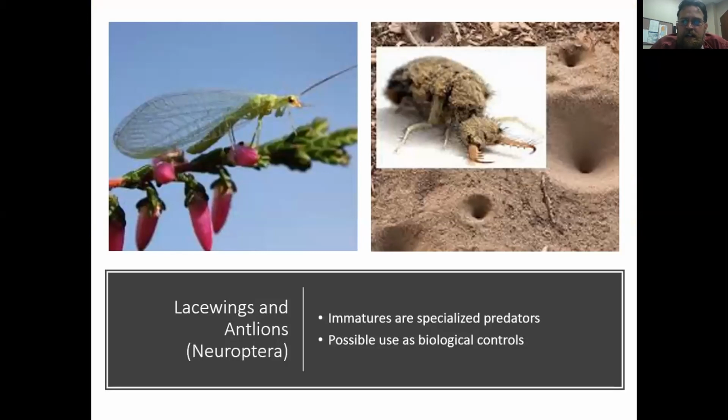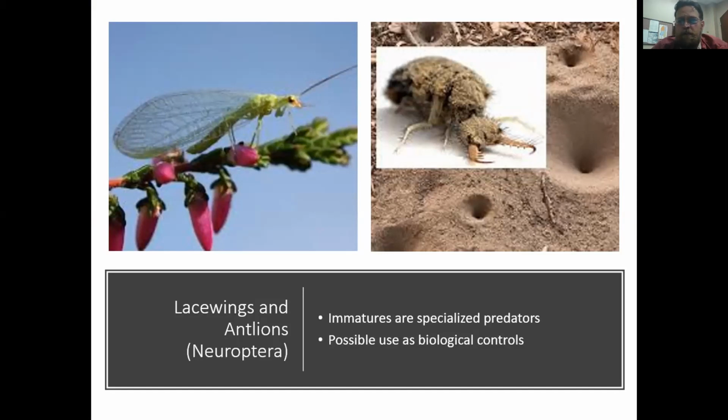Lacewings and antlions are insects that are in the group called the Neuroptera. We are hopefully all familiar with the green lacewing and brown lacewing because their larvae are beneficial insects that we might find in our garden. They will feed on aphids and whiteflies and things like that. The green lacewing adult tends to feed on flower nectar. The brown lacewing adult still feeds on aphids.